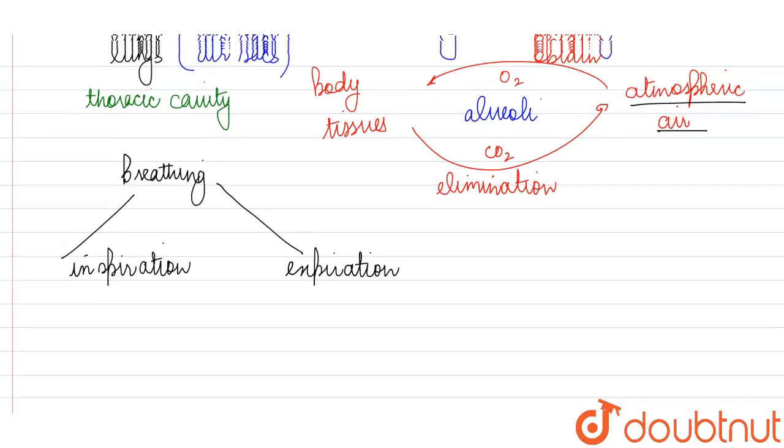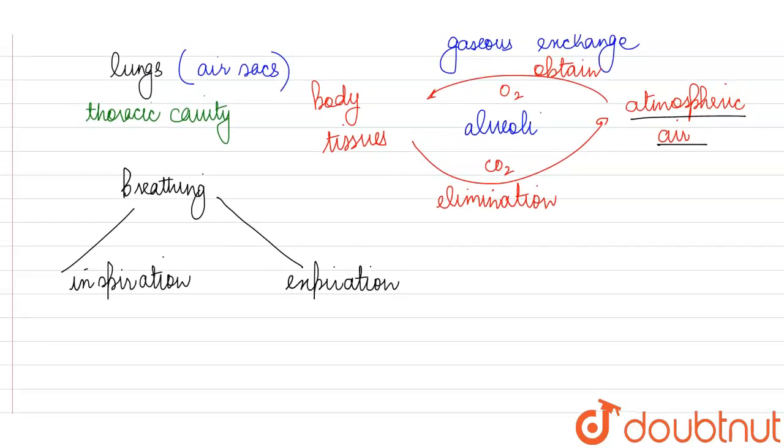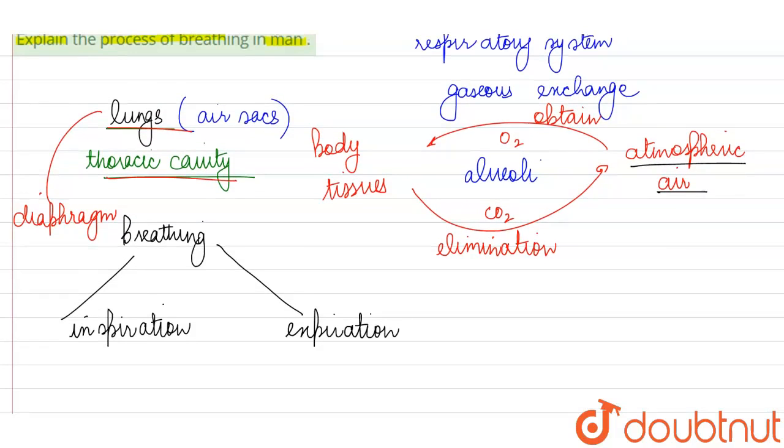So how does this breathing process occur? Our lungs are present in the chest cavity in such a way that if we change the volume of the chest cavity, the volume of the lungs is also going to change. So below these lungs, we have a dome-shaped muscle called diaphragm, and the lungs are enclosed inside the rib cage. The muscles which are associated with the ribs, called the intercostal muscles, also help us in breathing.